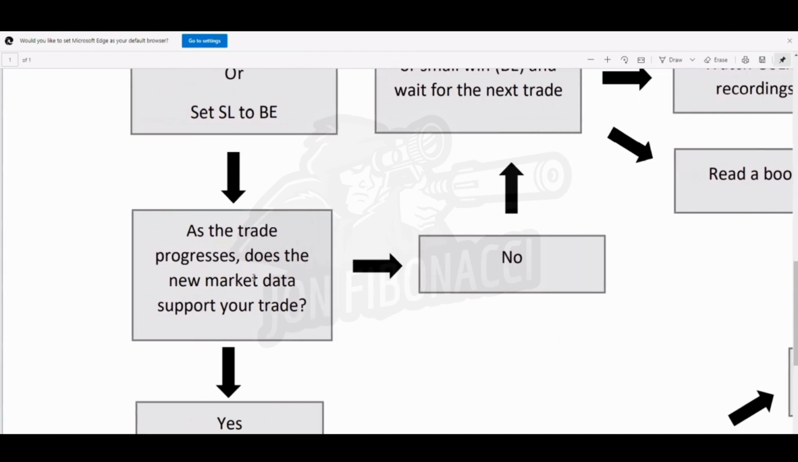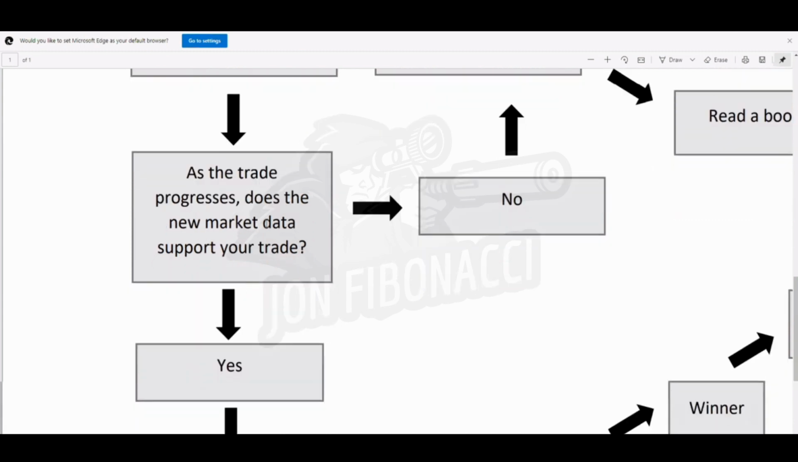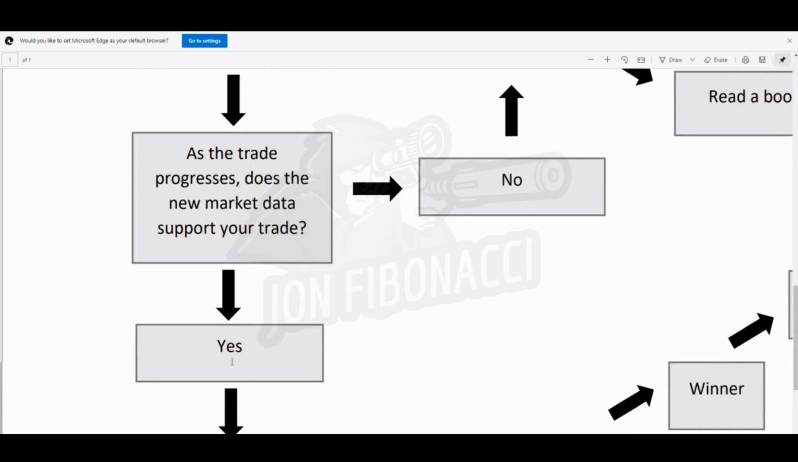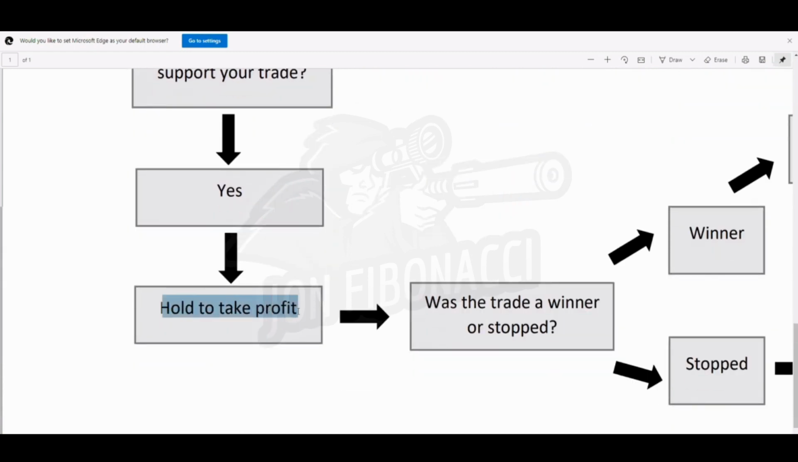Now, assuming that the market data does support the trade, the market's really going in our favor, and say we're in a long position, the market keeps going higher and higher and higher. Well, that's great. So the new market data supports the trade. Yes, it does. Hold to take profit.